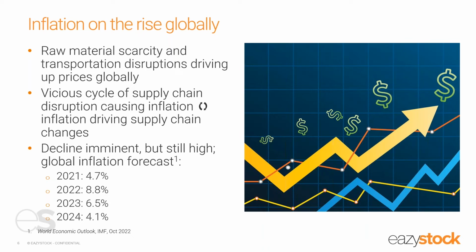As much as I would love to say that this is all going to be going away, unfortunately, inflation is going to be here for a little bit. Decline is imminent, but inflation is forecasted to remain high globally. In 2022, we see that we had the highest inflation rate of 8.8%. In 2023, we will see global inflation at around 6.5% currently being projected, and hopefully by 2024 we can see that even lower, at 4.1%.